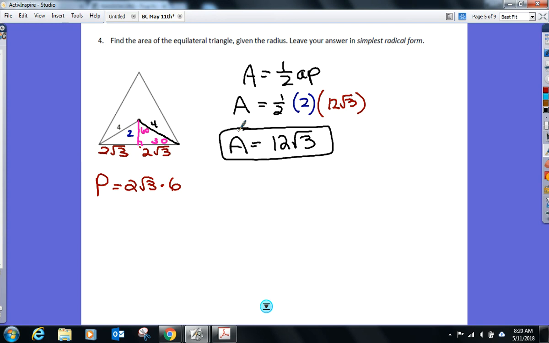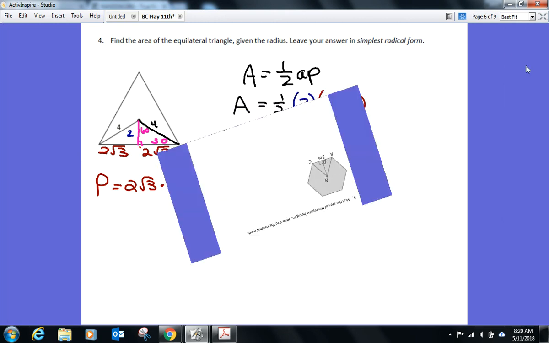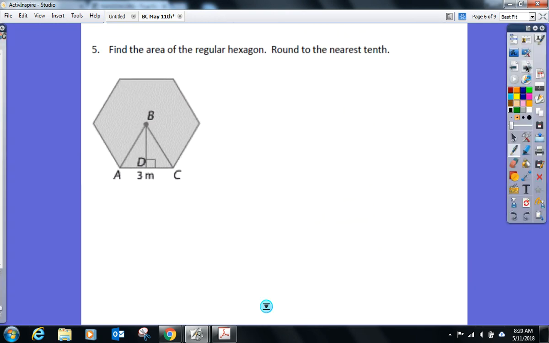All right, you want to get with people you want to work with here to try these next two? 5 and 6. Go ahead. You can move around if you want. Work with other people, and then I got two Regents questions I want you to try at the end. I'll jot the answers down up here.